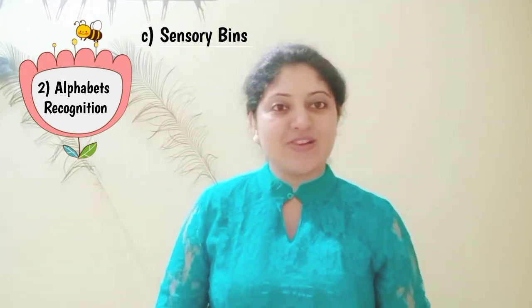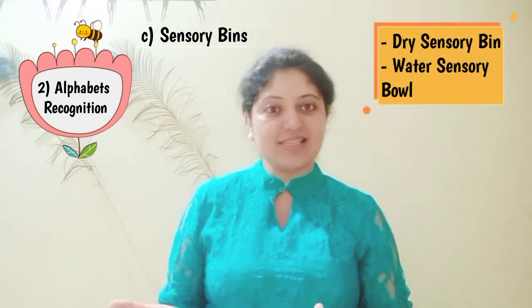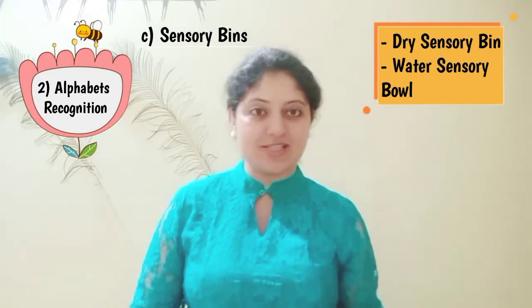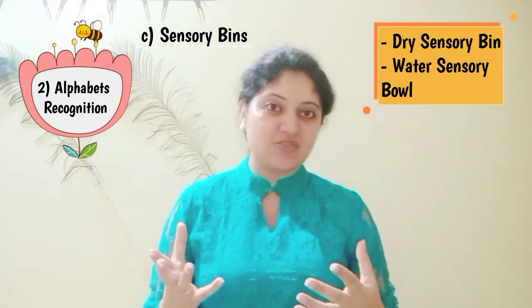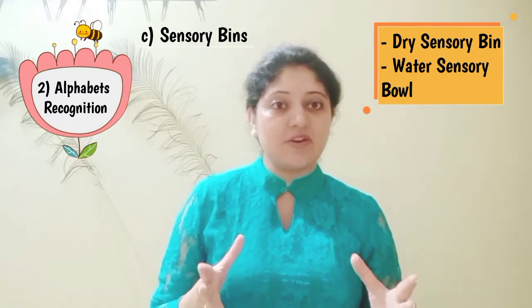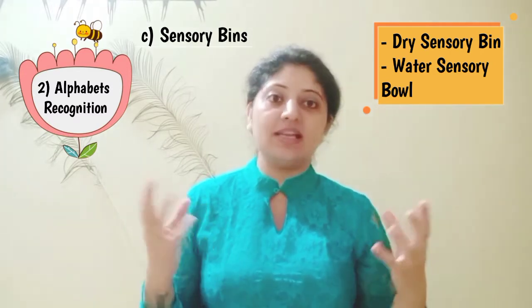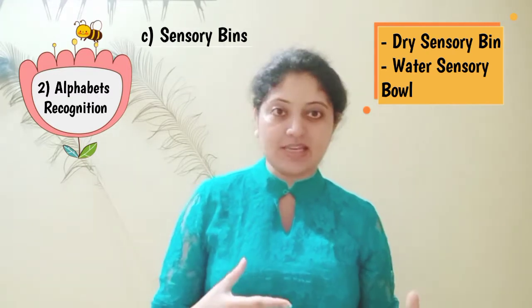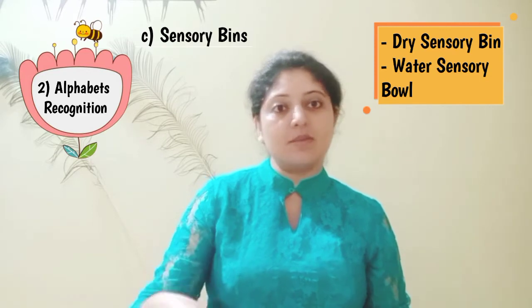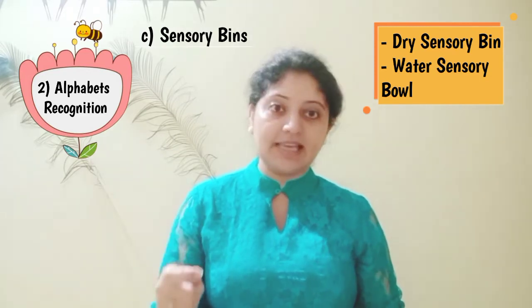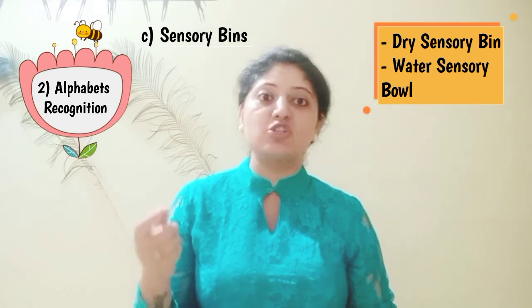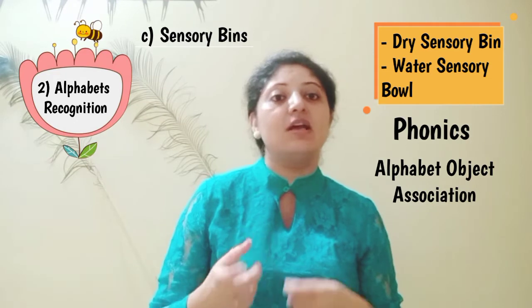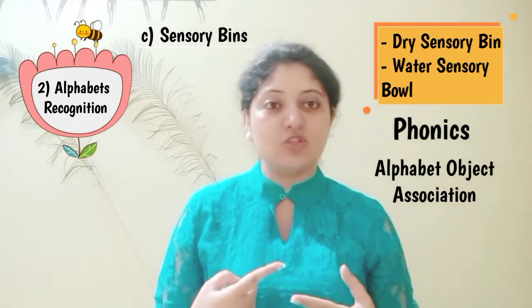If you follow my vlogs regularly, I have spoken in detail about the dry sensory bin which I did with rice, and I also do it with mixed legumes, and also the water sensory bins. So I will not be showing the sensory bins again here. However, as far as the activity is concerned, you can do the sensory bin activity for uppercase as well as lowercase alphabets. Whenever a child picks up any alphabet, you can sing a rhyme related to the alphabet, or you can do the phonic sound and the object association with the alphabet. That is how you can do the revision with each alphabet.